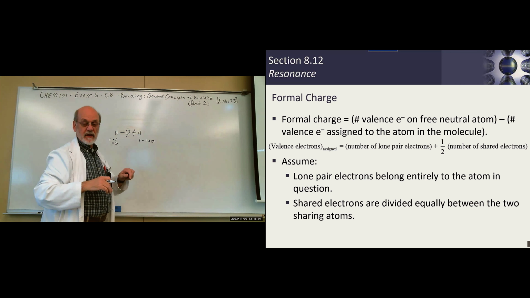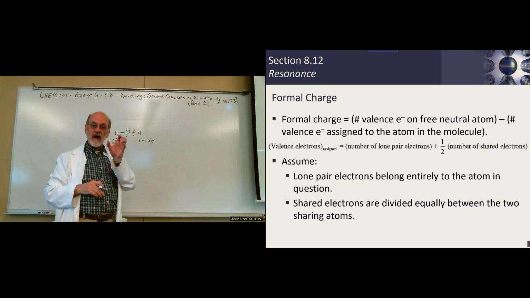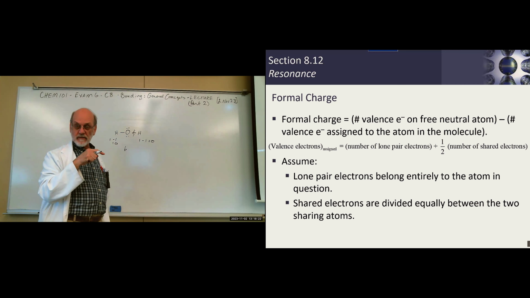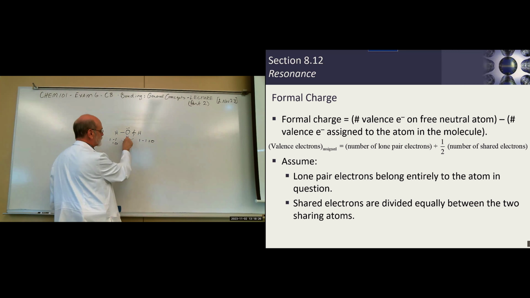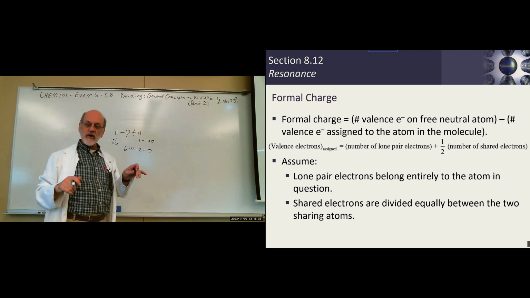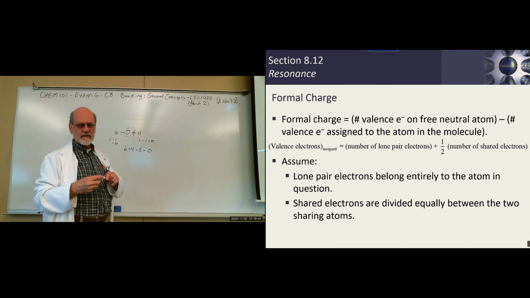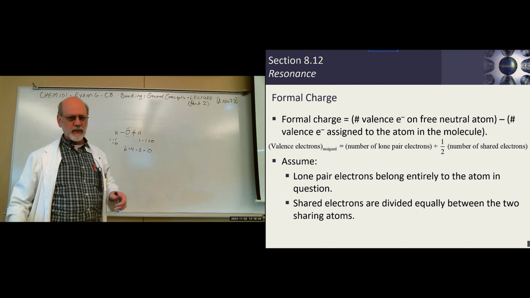Oxygen's a little different. How many valence electrons on the free oxygen atom? There are 6, right? Yeah, 6 valence electrons for oxygen. How many electrons are assigned to it in the molecule? Well, the lone pairs belong to oxygen. So we have 2, 4, and then we have 1 from this side and 1 from that side, minus 2. That's 0. So this is good. 0, 0, 0. Formal charge for each one of the atoms. That's perfect.